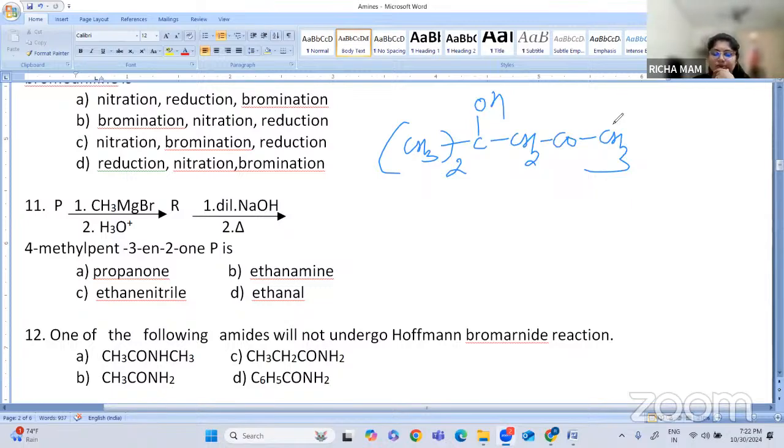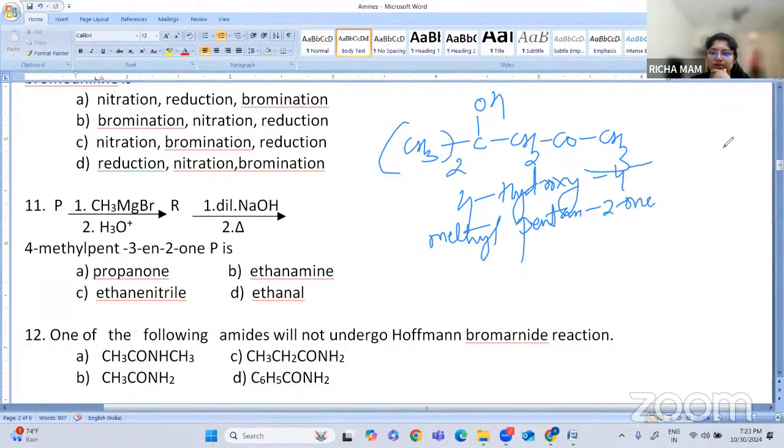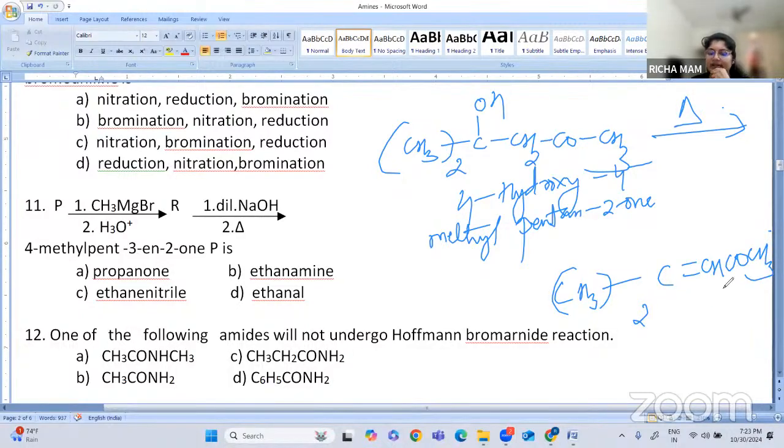(CH3)2C(OH)CH2COCH3, with the double bond at the carbonyl. That is 4-hydroxy-4-methylpentan-2-one. Further, if you heat it, I'm going to get the dehydrated product, (CH3)2C=CH-CO-CH3. That is 4-methylpent-3-en-2-one.